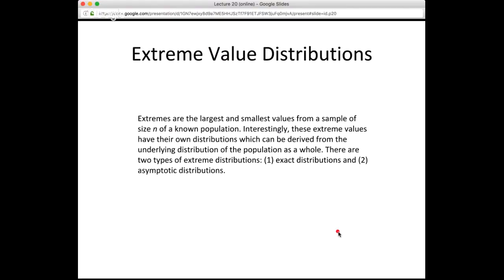What are extreme value distributions? Basically, extremes are the largest and smallest values from a sample of size n of a known population. And interestingly, these extreme values have their own distributions, which can be derived from the underlying distribution of the population as a whole. And there are really two types of these extreme distributions. There's exact distributions, where we essentially derive the exact form of the extreme value distribution from the underlying or initial distribution. And there's a series of what are called asymptotic distributions, which are valid in the limit of large sample size. And these asymptotic distributions turn out to be very important for practical applications.